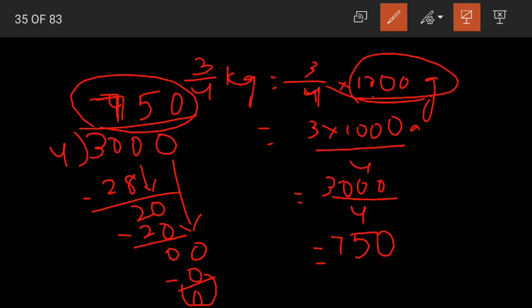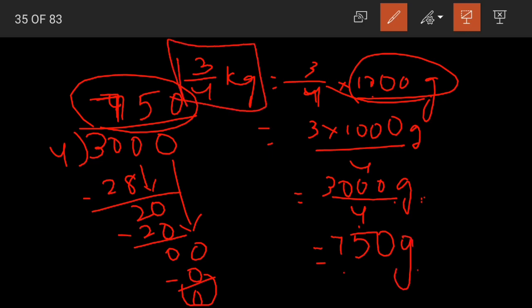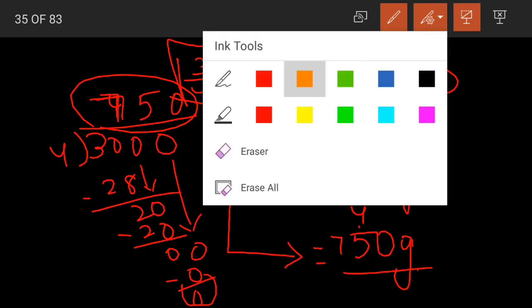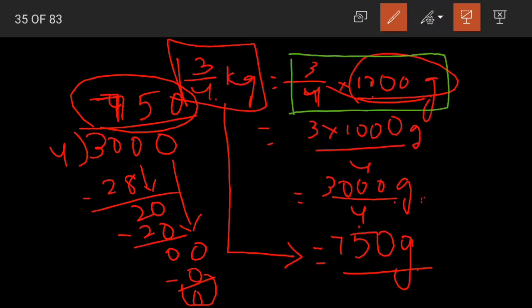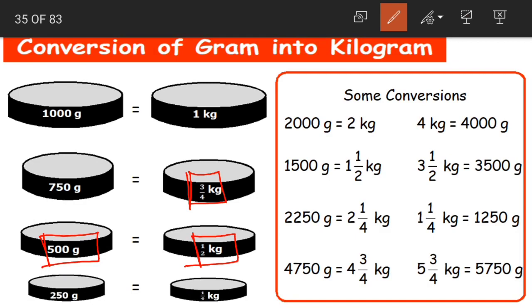See here, 3 into 1000 grams is nothing but 3000 grams divided by 4. So the answer is also in grams. 3 by 4th of a kg. When we say 3 by 4th of a kg, we mean how much, children? 750 grams. Just in case you don't remember that 3 by 4th of a kg equals 750 grams, you can do this calculation. 3 by 4 into 1000 grams. Now when you do the calculation, you will get your answer as 750 grams. Understood? What are the two things that we have learned now?